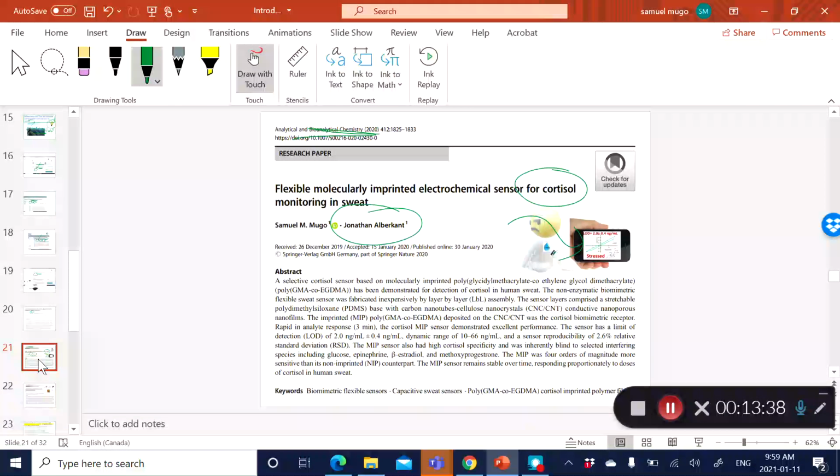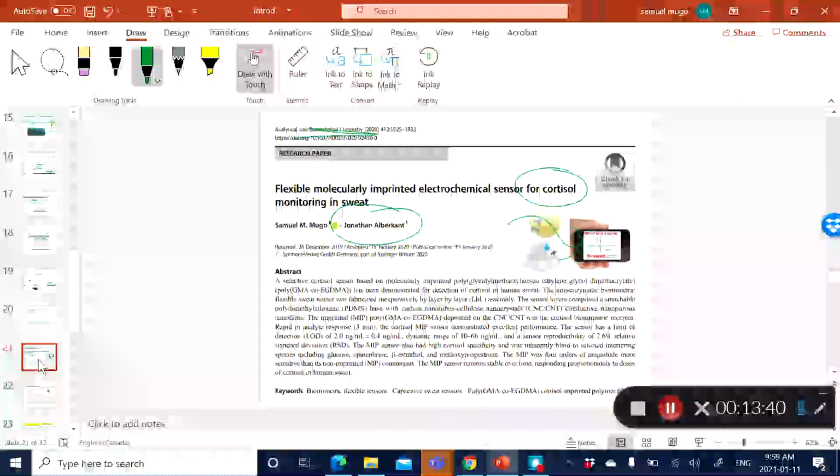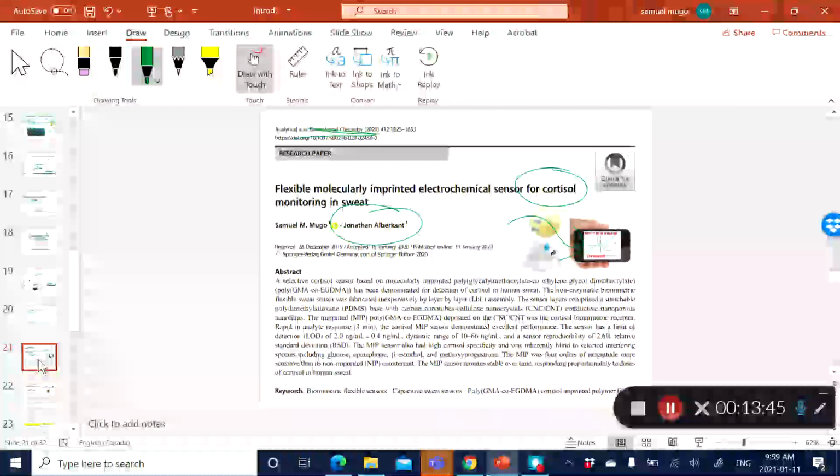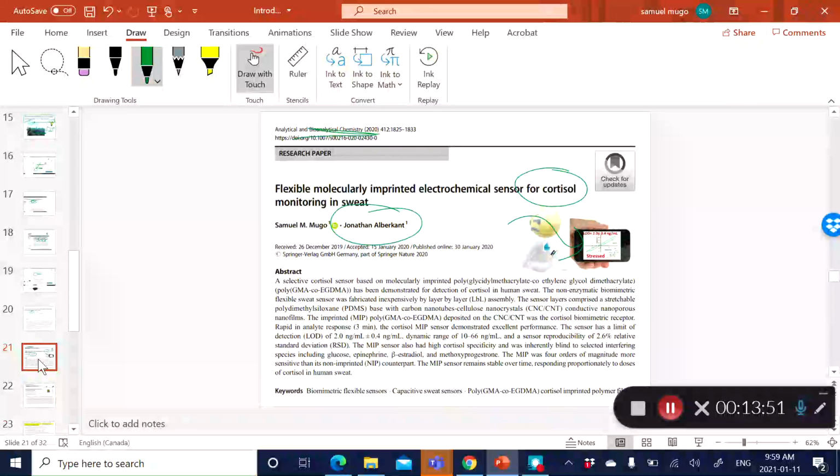And it's generating a lot of actually interest globally. I've gotten some emails from a professor in the University of Reading, who wants us to continue to collaborate on this work and hopefully make a commercial device out of this.